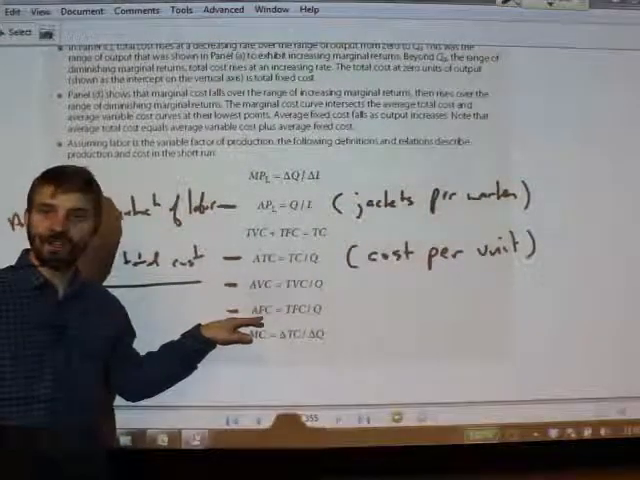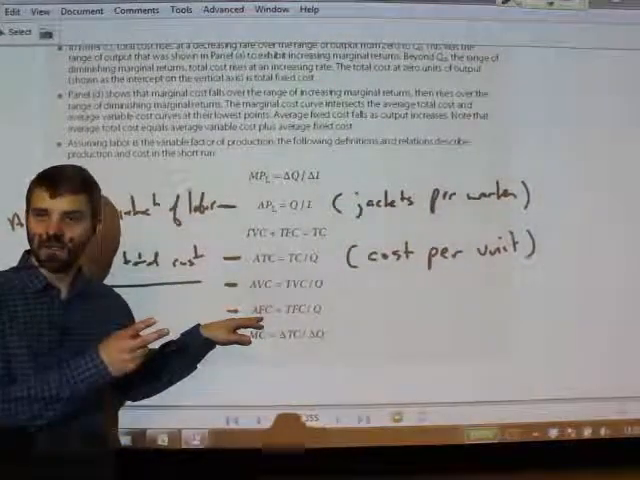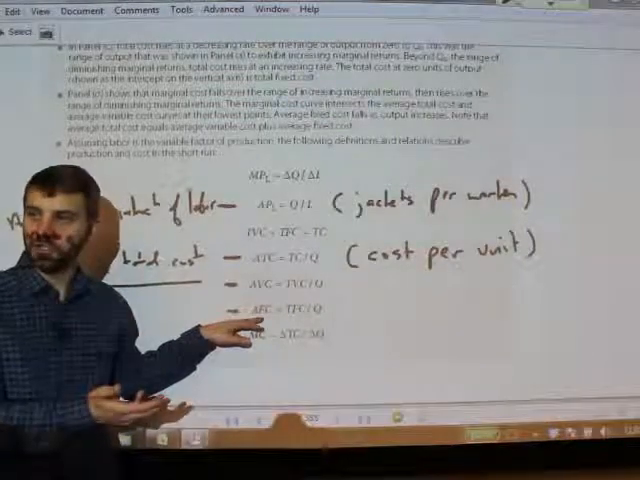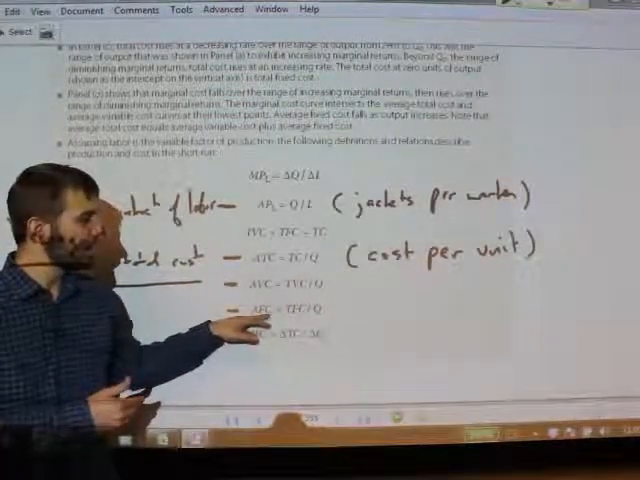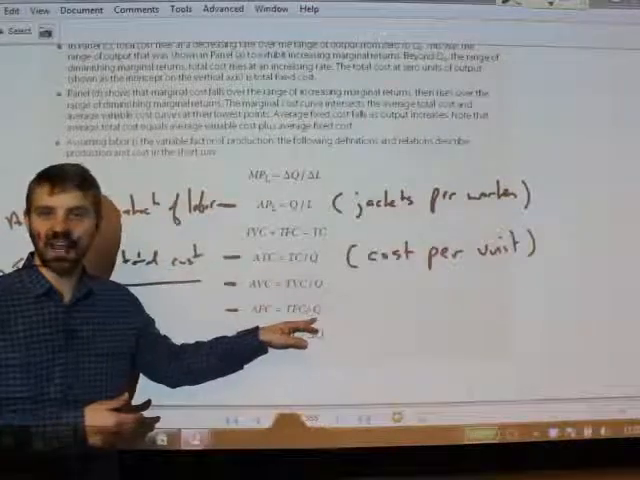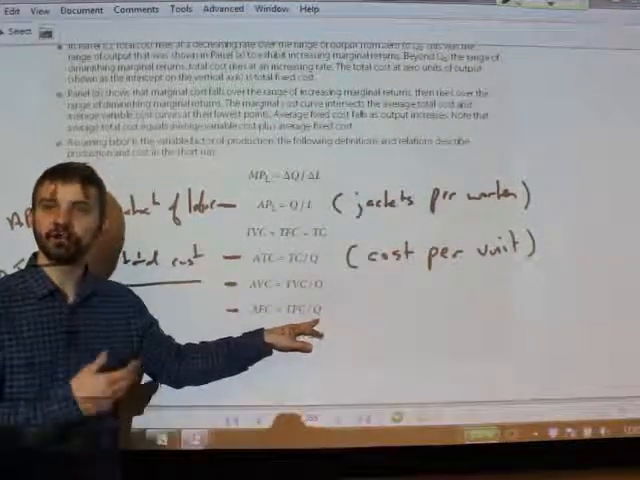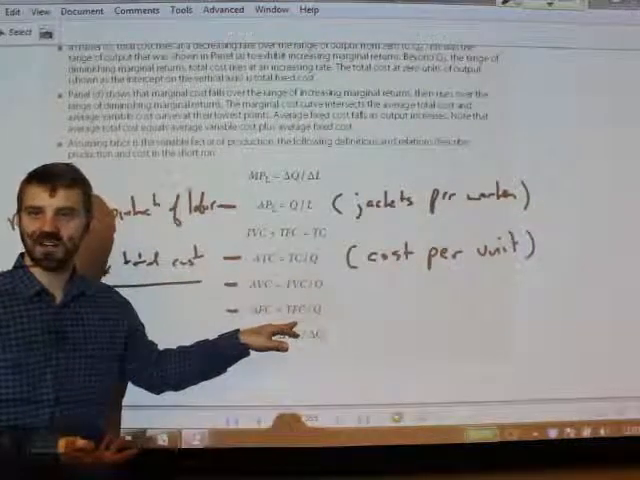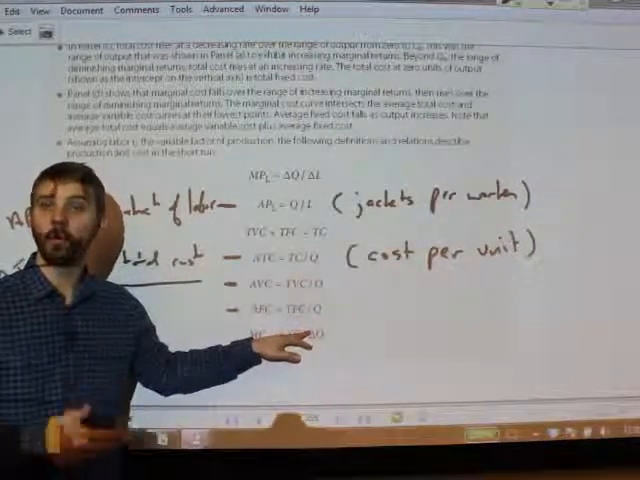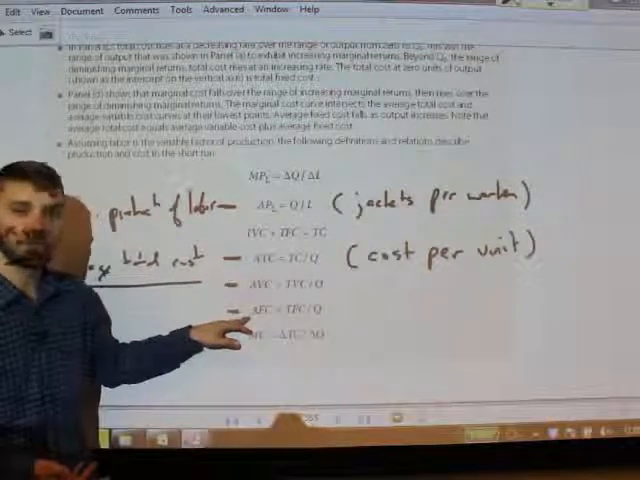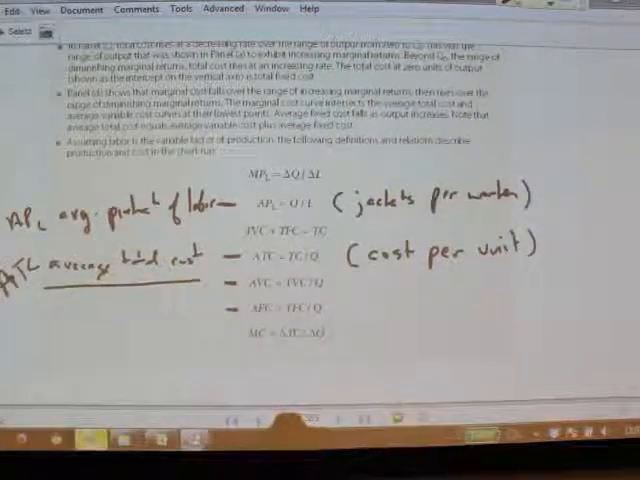So what were our fixed costs in our example? $200 for the factory and the machines. $200. And so if we produce 1 jacket, average fixed costs are $200, 200 over 1. If we produce 2 jackets, average fixed costs are 200 divided by 2, or 100. So that's an example of average fixed costs.